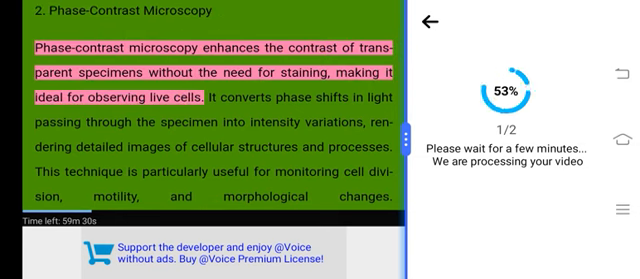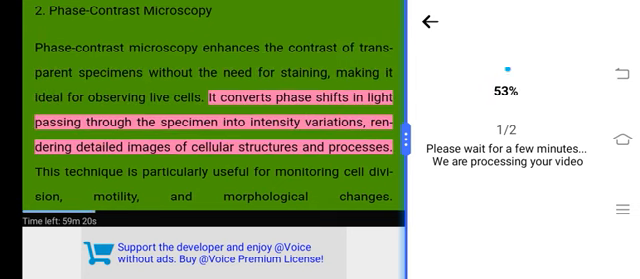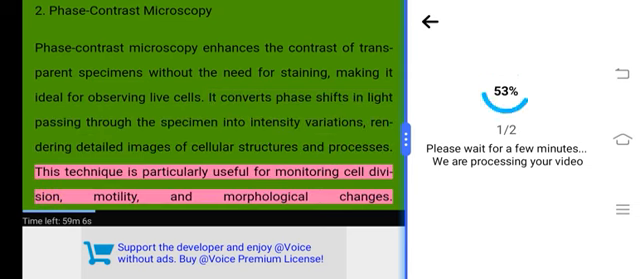Phase contrast microscopy enhances the contrast of transparent specimens without the need for staining, making it ideal for observing live cells. It converts phase shifts in light passing through the specimen into intensity variations, rendering detailed images of cellular structures and processes. This technique is particularly useful for monitoring cell division, motility, and morphological changes.